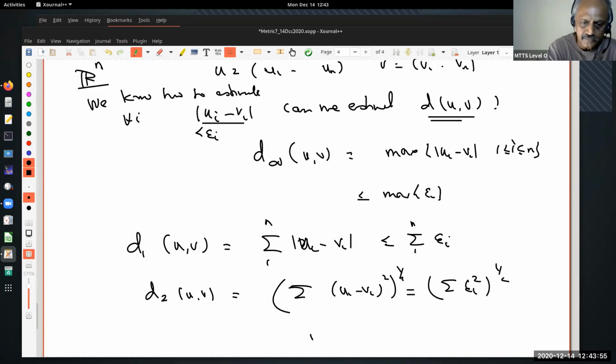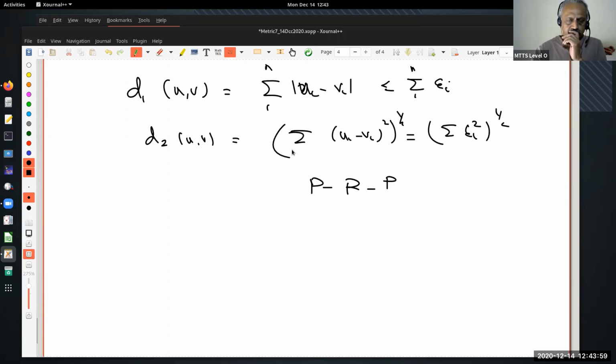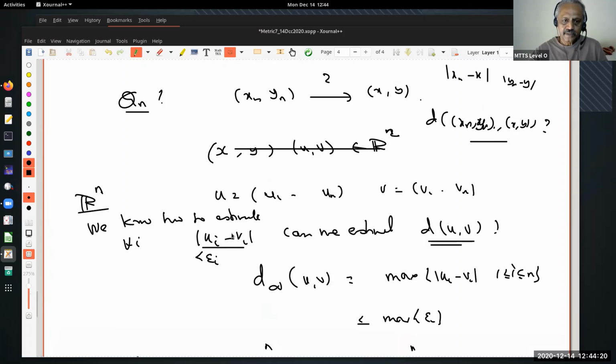Okay, please pause, review, proceed. Please go through it. Do not get intimidated or flustered. Do not get confused. Just understand the basic principle. Even if you are slightly worried about the nitty-gritty, reviewing a second time will make you understand better. Try to understand what we are aiming at. If I know how to estimate mod ui minus vi for each i, do I know how to estimate the distance between two vectors u and v? That's the question.